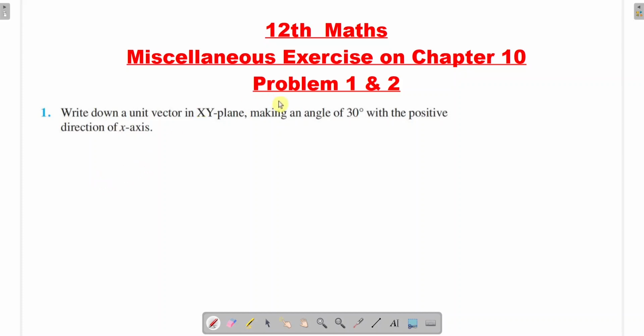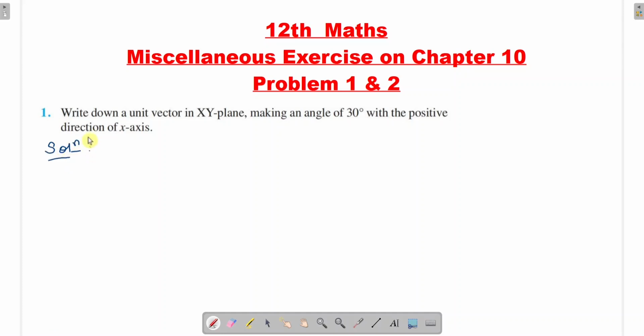In this video we will solve problems 1 and 2 of the miscellaneous exercise on chapter 10 of 12th class maths. The first problem is: write down a unit vector in the xy plane making an angle of 30 degrees with the positive direction of x axis. Okay, so let us solve this problem.